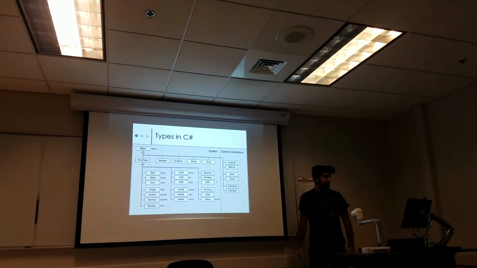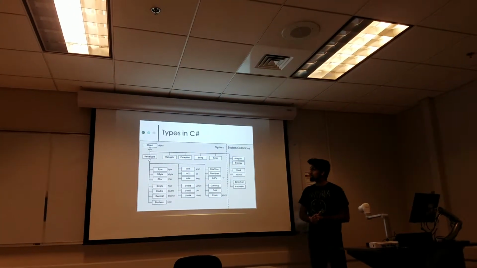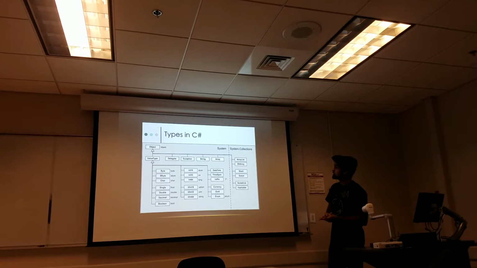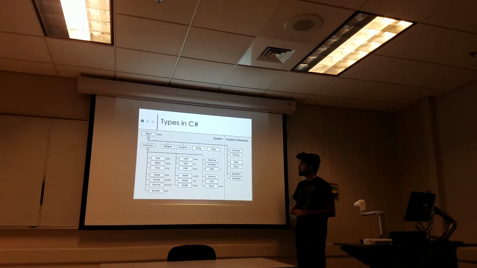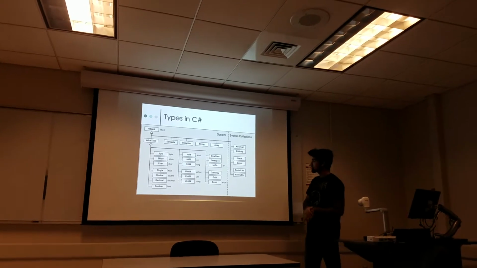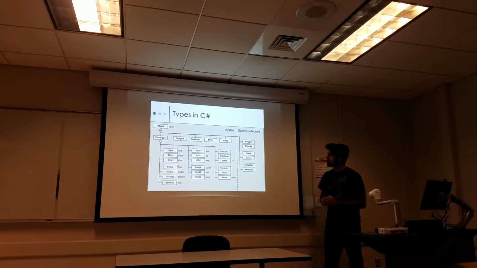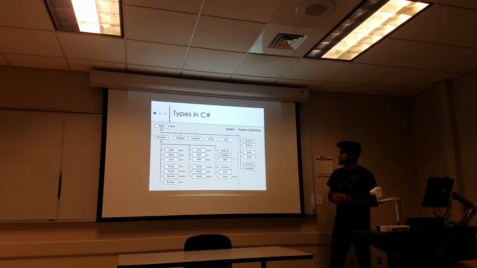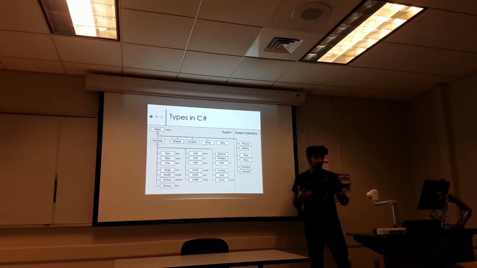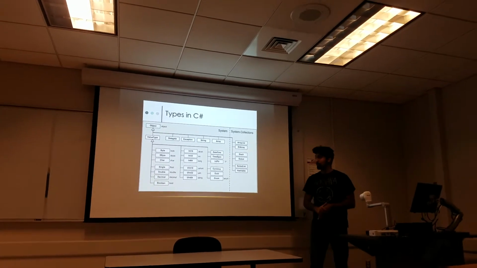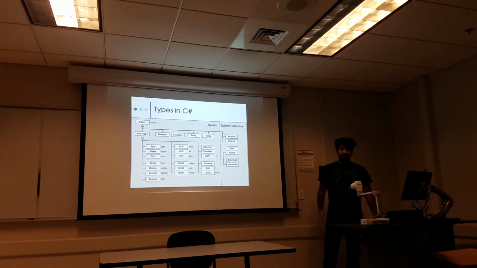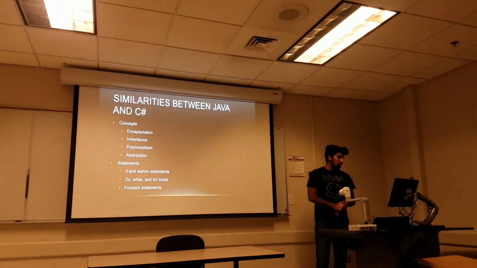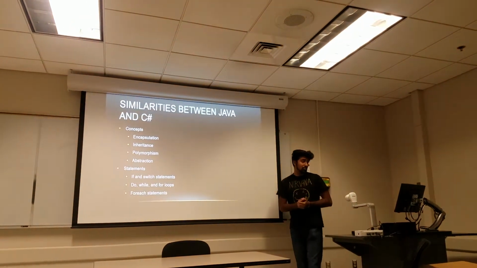So here are some of the types in C# that are used, and they are very similar. There's some stuff that Java doesn't have, like pointers. So there are similarities, but C# covers a bit more ground when it comes to typing and using variables in the best way possible. So again, similarities between Java and C#.